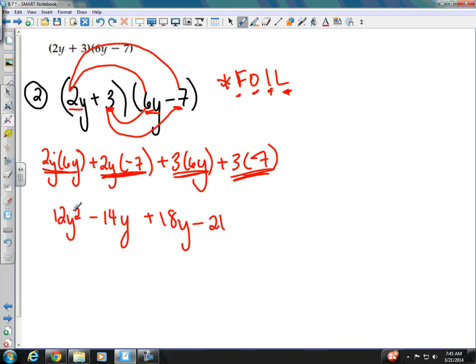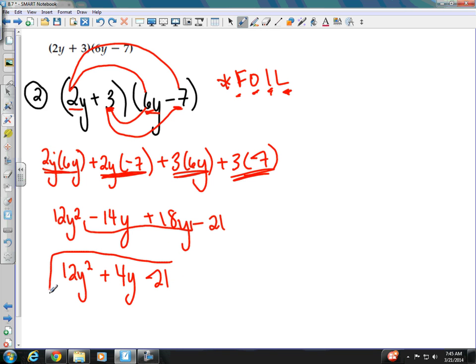Now we check for any like terms to see if I can simplify. So 12y squared has nobody to go with, so he just drops. But I do have a negative 14y plus 18y, which would be a positive 4y minus 21. And that's as far as we can go. That's our answer.